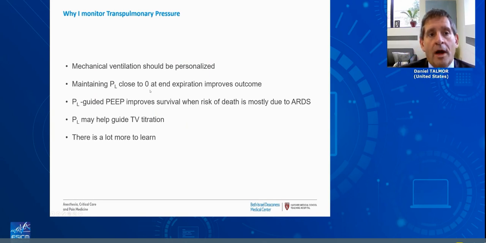So why do I monitor transpulmonary pressure? I'm a strong believer that mechanical ventilation should be personalized. I do think that maintaining a transpulmonary pressure close to zero improves outcome, in particular in patients whose risk of dying is mostly due to their lung injury, and COVID patients are a classic example of that. I think that we can use transpulmonary pressure to help guide tidal volume titration, but I definitely think that we have a lot more to learn on using pulmonary physiology at the bedside.